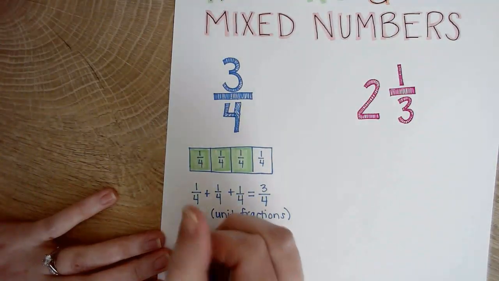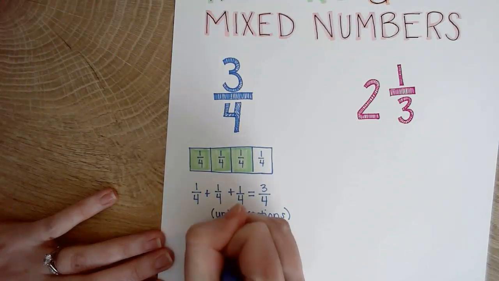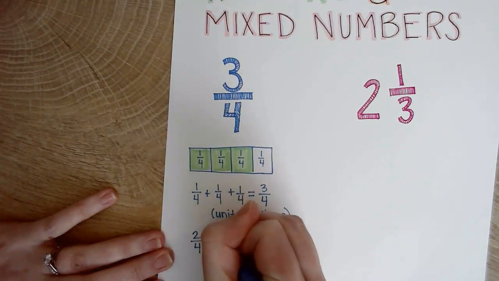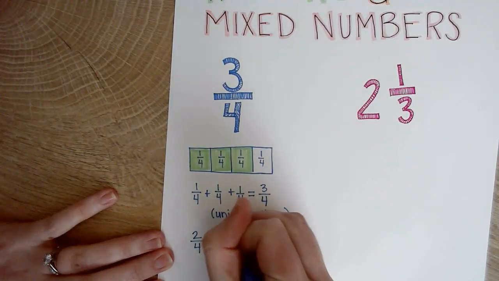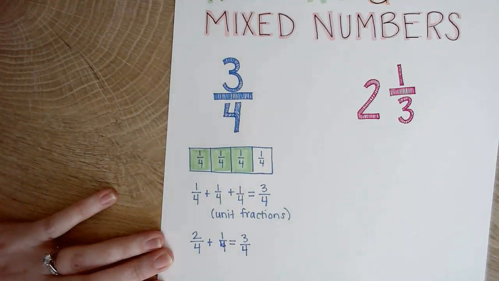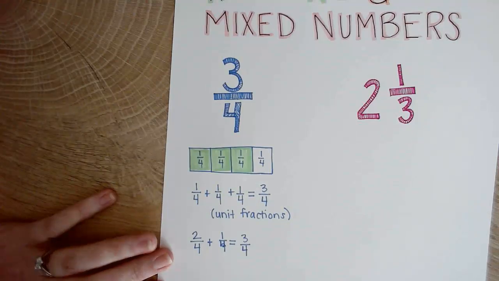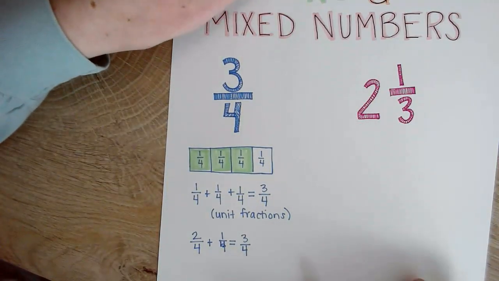Now, there are other ways that you will see fractions being broken down or decomposed. Another way that we could write this is 2/4 plus 1/4, and that's going to give us 3/4. So this is another way to decompose 3/4. All right, so very straightforward as far as breaking down that number.